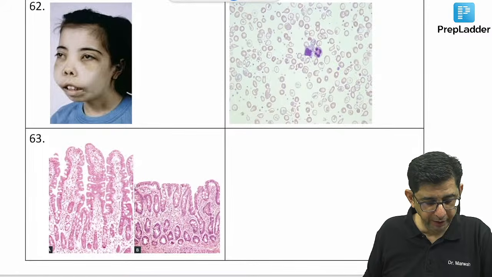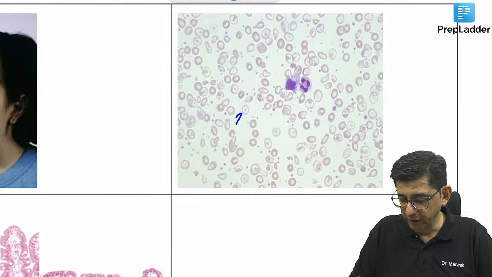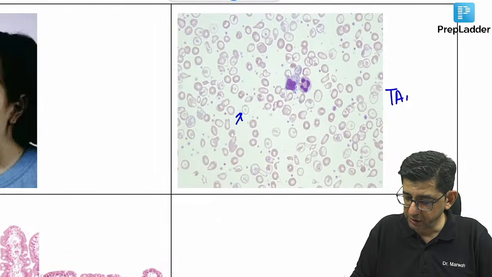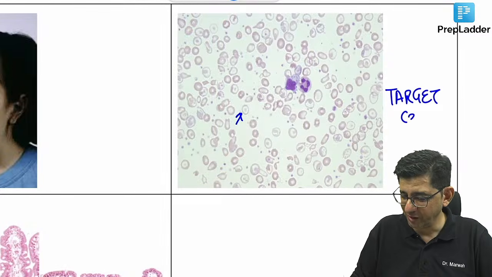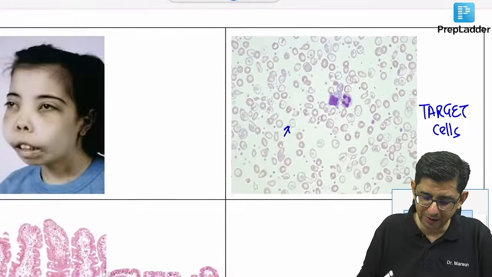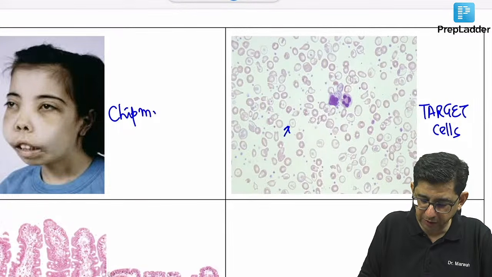Okay, hi Adil, great. If you are able to complete, I'm happy for this. Yeah, the finding that I wanted to bring to your attention was these target cells. Yeah, obviously you picked that up. That chipmunk facies picture is shown here. What I wanted to bring to your attention is the chipmunk faces. And meanwhile, you can comment on the investigation of choice for this condition.